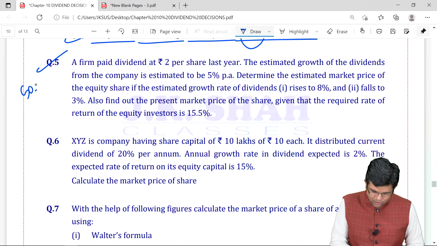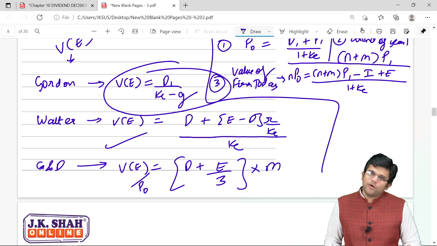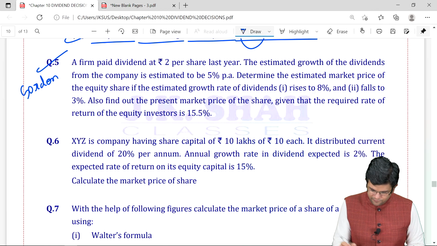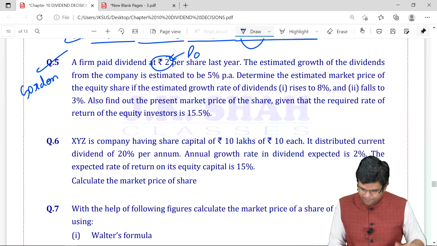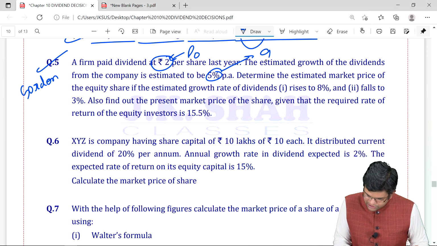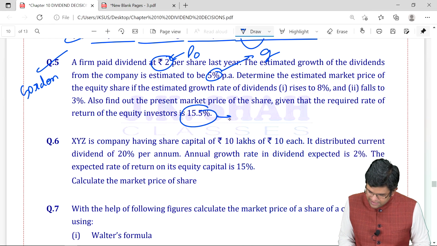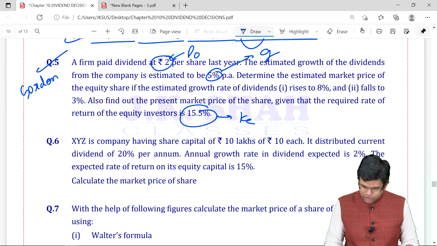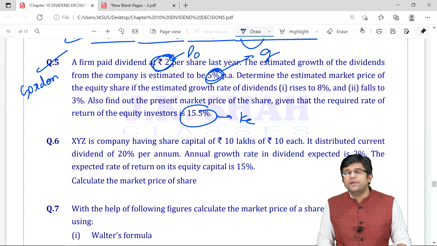This is a typical Gordon's model question. Children, Gordon's formula, I hope you remember, D1 upon K minus G will give you the value of equity. Here, children, they are saying this is D0, the last year dividend paid. This is the growth rate, this is G. Determine the estimated market price of the share. Children, they are saying the K is 15.5%. So, children, D0 plus growth rate will give you D1. K is there, G is there. You can easily find out the value of equity using Gordon.